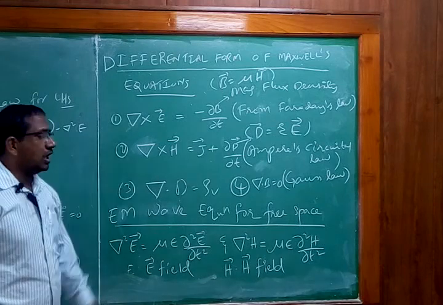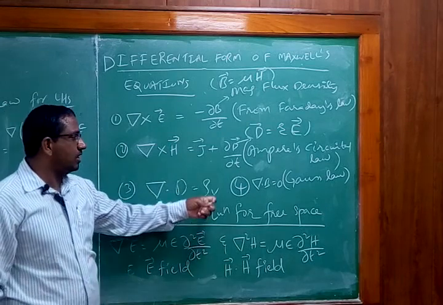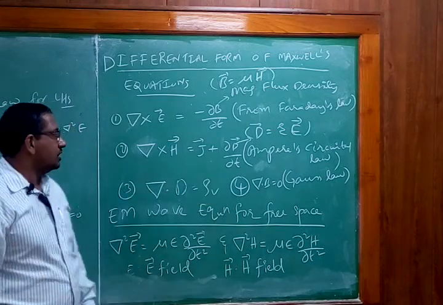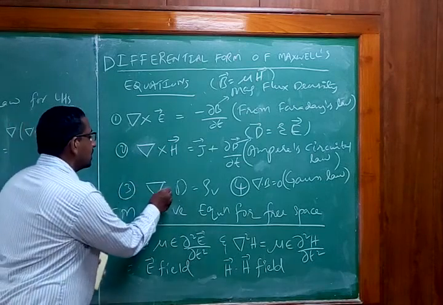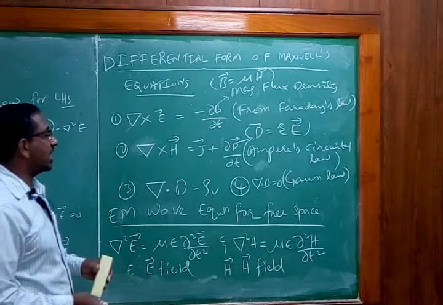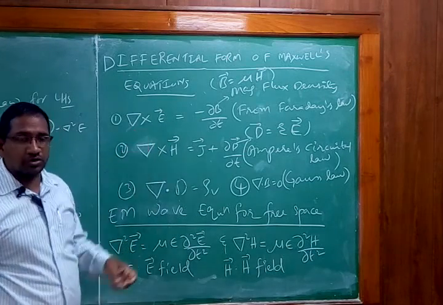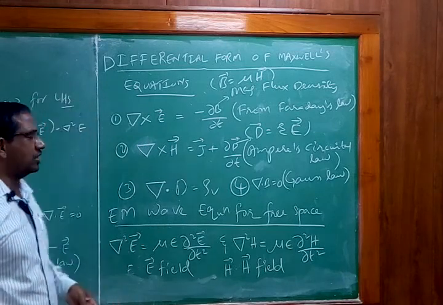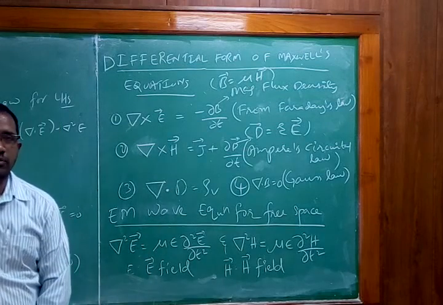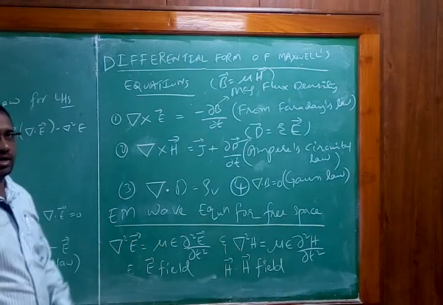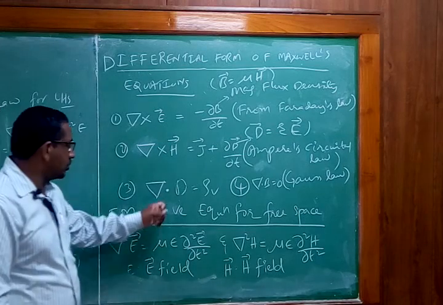Now two more equations based on Gauss law. What are the two equations? Del dot D is equal to rho V, del dot B is equal to 0. What is the operation called del dot? This dot is known as the divergence operation, and this is known as the curl operation. Curl gives us rotational field information, whereas dot gives us the flow or existence of line charge carriers.